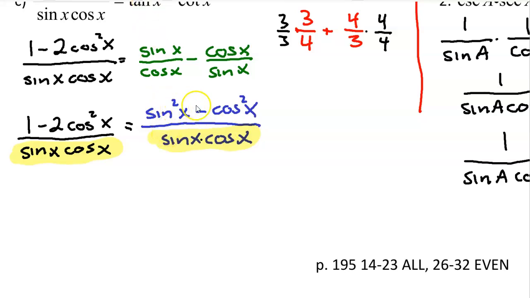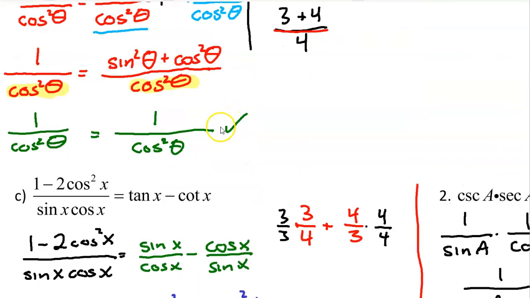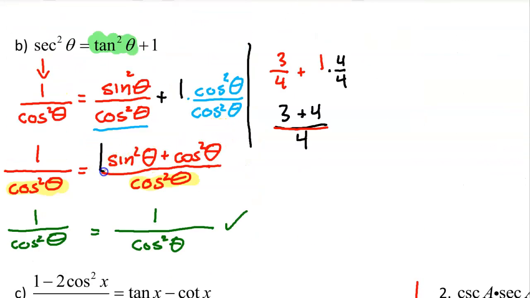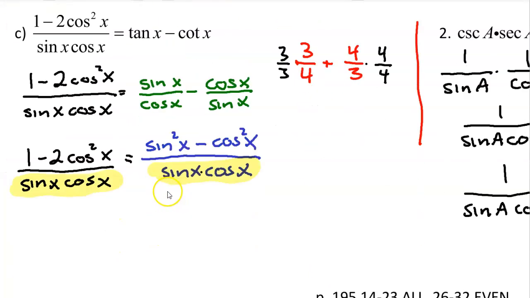Because this is sine squared minus cosine squared. So I can't use my identity. I can't use cosine squared plus sine squared equals 1. But I can't use that here because it's minus. So that's off the table. Right? I can't just, and I don't want to replace it with 1. I need this right-hand side to equal this left-hand side. So let's do a little inspecting.